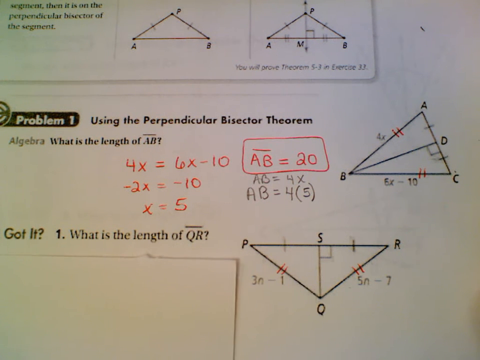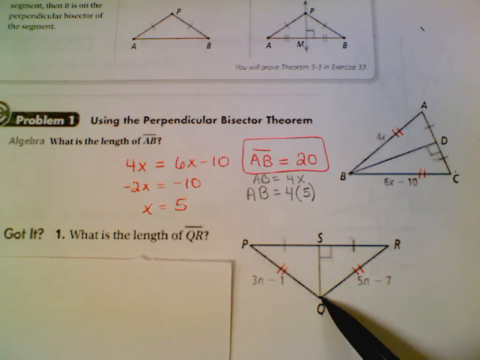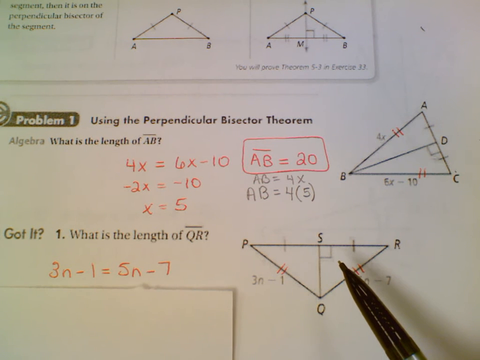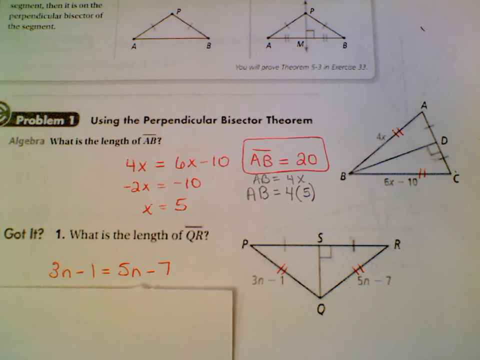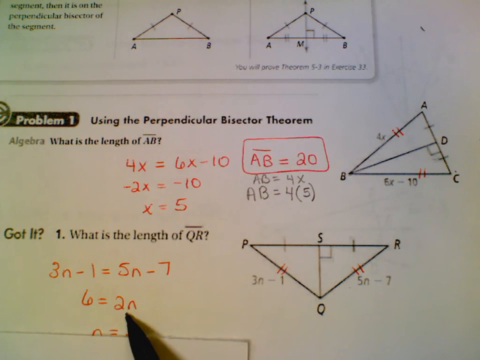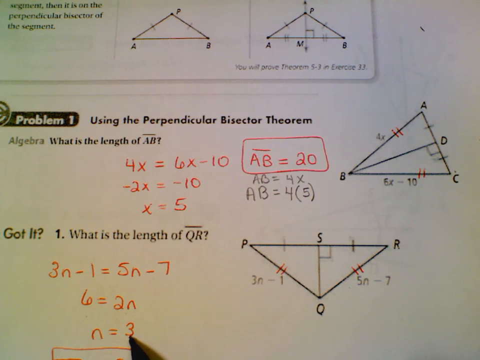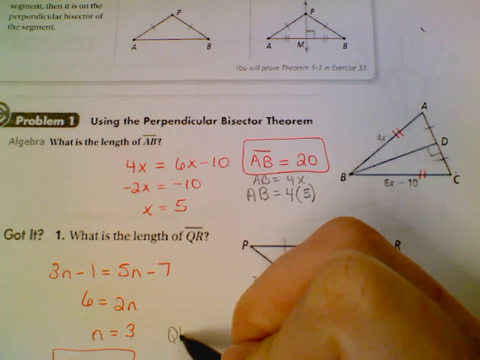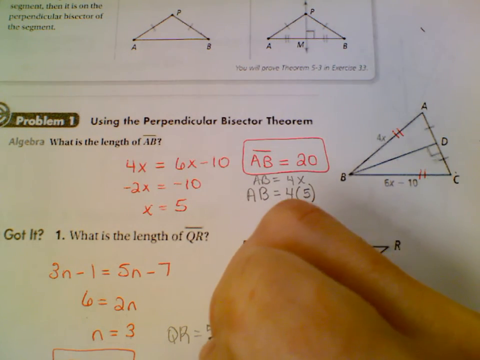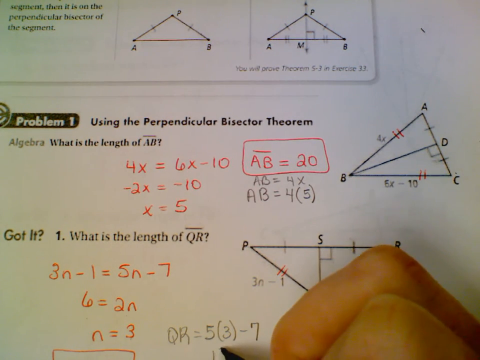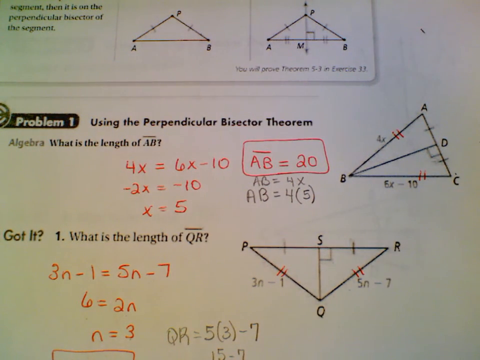In the Got-a question, it's asking for QR. Q is on the perpendicular bisector, so that means that QR and QP are congruent to each other. So you should be setting up an equation where you do 3n minus 1 equals 5n minus 7. There's different ways of solving it, but I went ahead and subtracted 3n and got 2n, and I added 7 over here and got 6 and divided. So I got n equals 3. It doesn't ask for just n, it asks for QR. So I had to go back and plug in 3 for the n spot in my QR expression. So therefore I'm getting 15 and then subtracting 7, so I get 8.